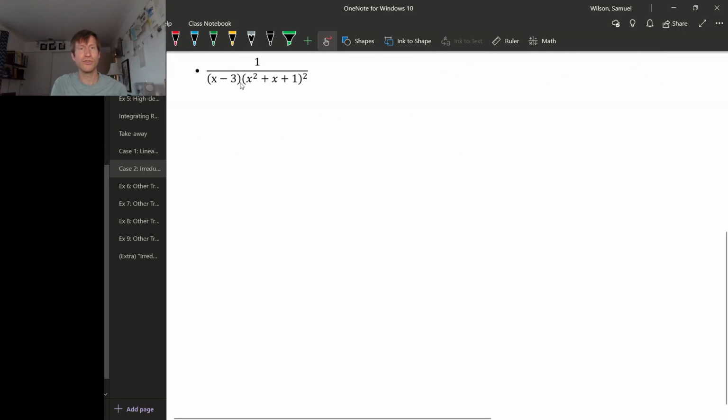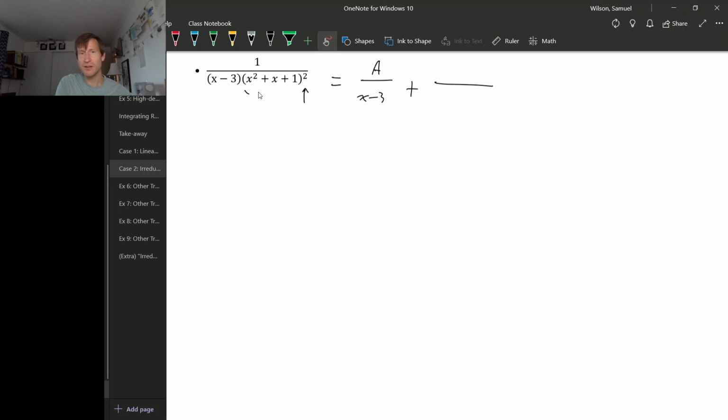So 1 over (x minus 3) times (x squared plus x plus 1) squared. The new thing about this example is the fact that we have an irreducible quadratic that's squared. So what will the partial fractions decomposition look like? Well, there's going to be a term with x minus 3, so some constant over x minus 3.